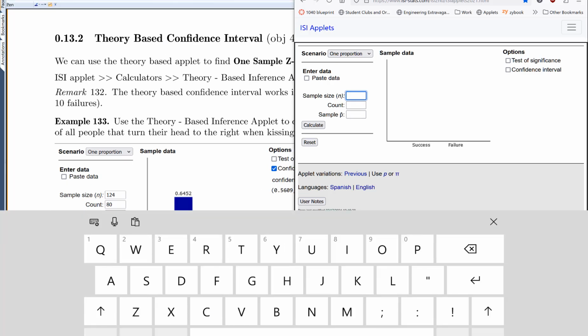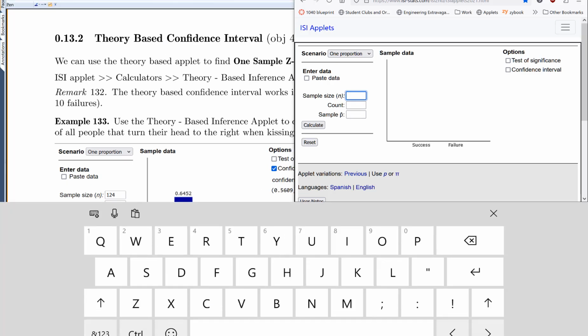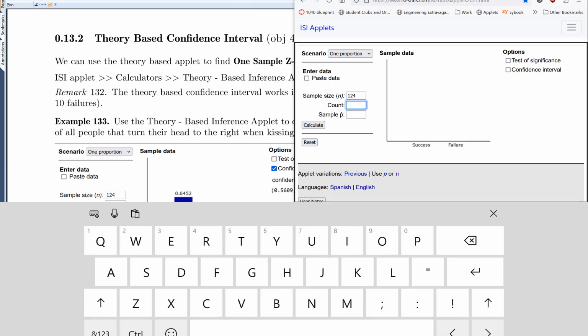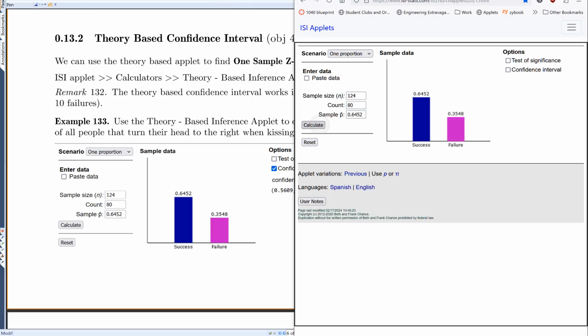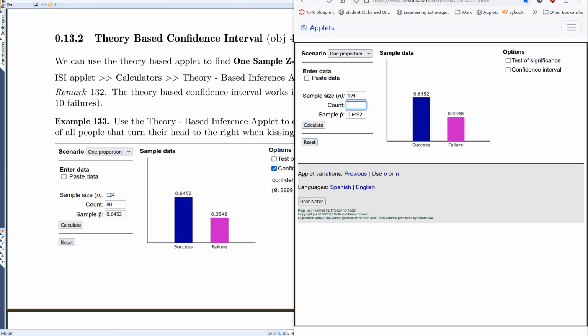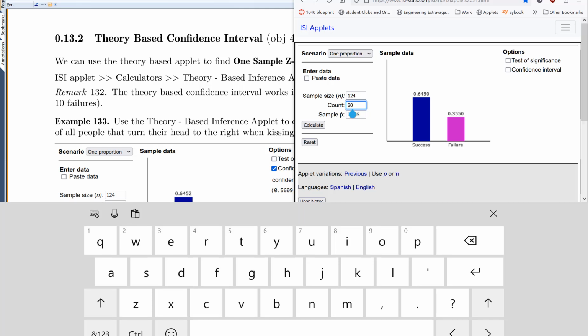You'd have calculators, you go to theory-based inference. And our sample size, notice, double-check that you're in one proportion. Okay, my sample size is 124. I think we said like 80 people that turn their head to the right. Let's see if I was right. If I click calculate, yep, it's 0.6452. Or if I'd forgotten the count and I just had the sample proportion of 0.645, then I can just put my sample proportion in there and calculate, and it'll figure out, oh, your count must have been 80.